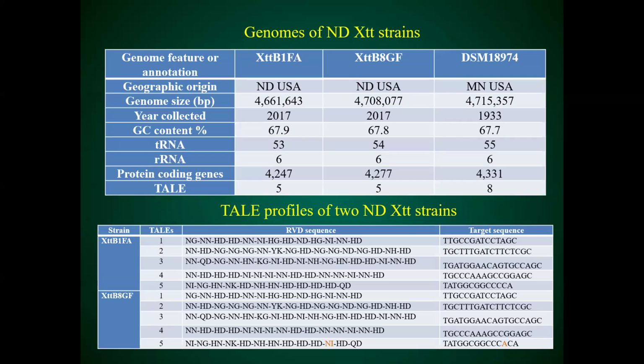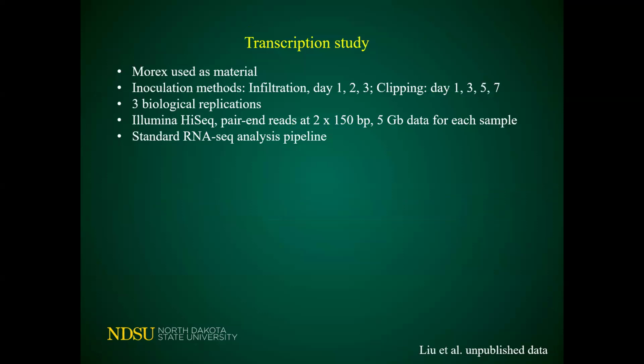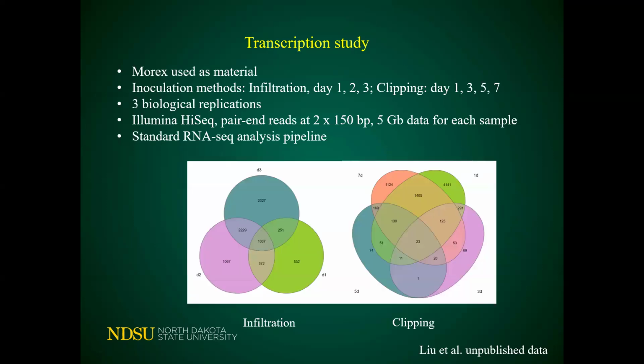Then we also have to do RNA sequencing and look at whether those targets have been turned on or not. That's why we did a transcriptional analysis, and we used barley as a subject. We used infiltration with 3 time points, 1 day, 2 day, 3 day, and also the clipping method with days 1, 3, 4, 5, 7, to try to capture those genes. For sequencing, we used Illumina HiSeq and the very routine pipeline to do this genome transcription data analysis. And this is how we got here.